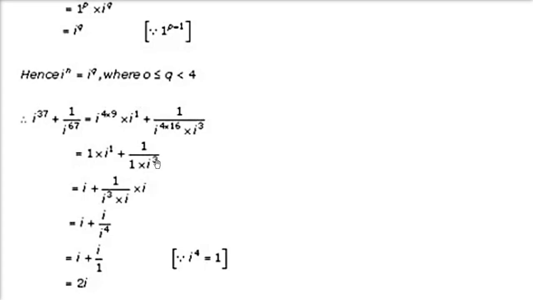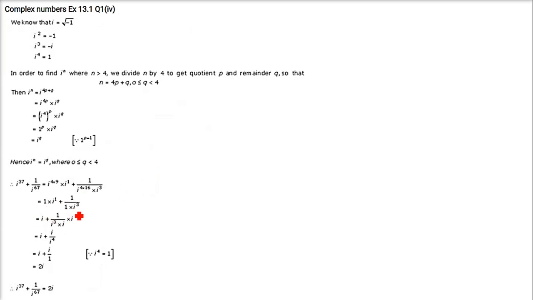Now i cube, we know that it is i square into i, that is minus i. But the better method is, if you have 1 by i cube, you can multiply numerator and denominator by i. You get i by i to the power 4. Why? Because i to the power 4 is always 1. So you get this as i. So now this one is i, and this is i plus i, which is 2i.